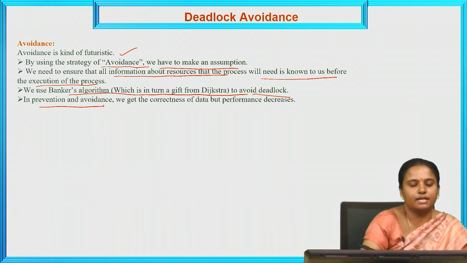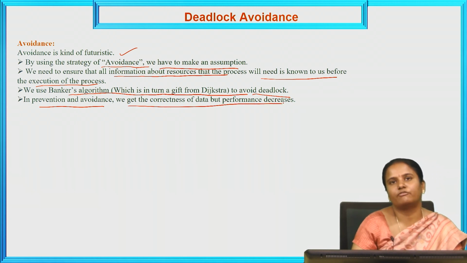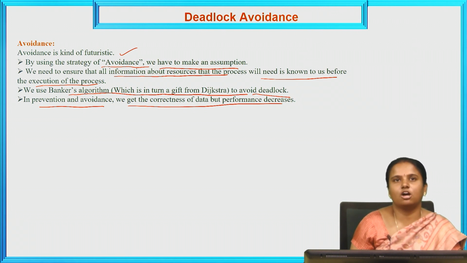In prevention and avoidance, we get the correctness of data but performance may decrease. In prevention and avoidance of deadlock, we get the proper correctness of the data by providing some decrease in performance. This is what deadlock avoidance is about.